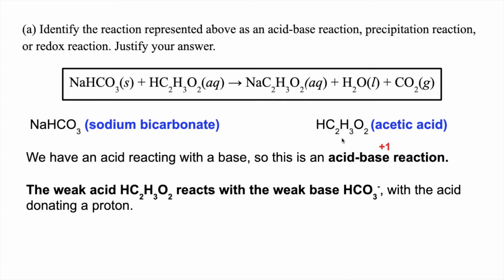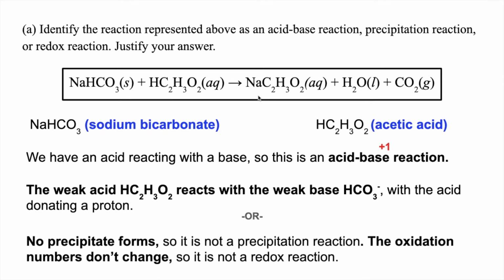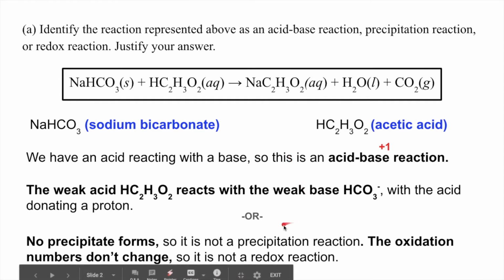But you could also go about this another way, by process of elimination. If you take a look at the products, you will notice that no solids are being formed. This means that this is not a precipitation reaction. And if you went ahead and wrote the oxidation numbers for all of the elements in this reaction, you would also notice that the oxidation numbers don't change. Therefore, this isn't a redox reaction either. So this would be an acid-base reaction. This is also a correct justification, and writing either of these justifications will earn you the second point for this problem.